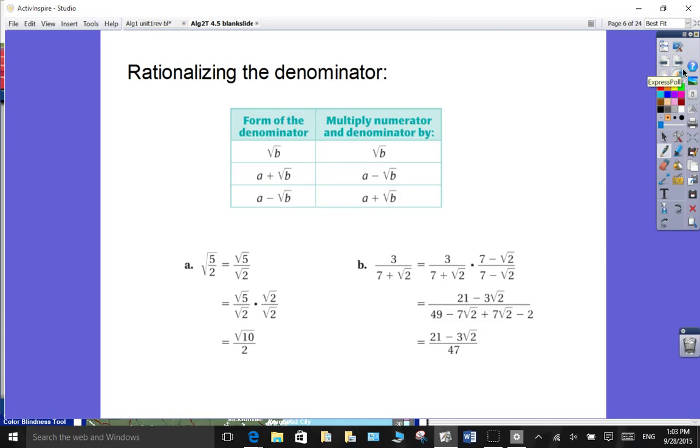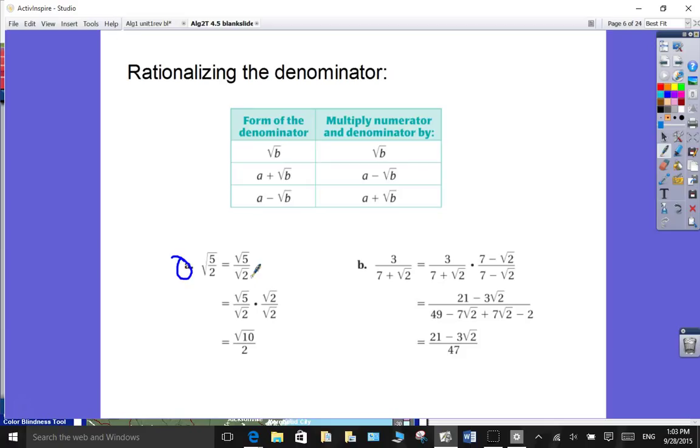So if we have a square root in the denominator, then we need to get rid of it. And if it simplifies like the last slide, that's great. Then you don't have to do anything special. But if you have an unsimplified square root, like this letter A, the square root of 5 over the square root of 2, you have to do something that's called rationalizing the denominator.